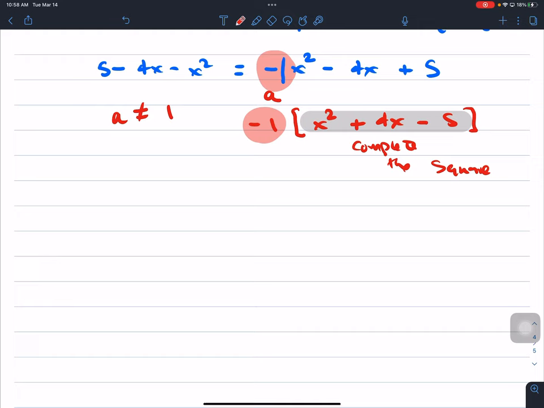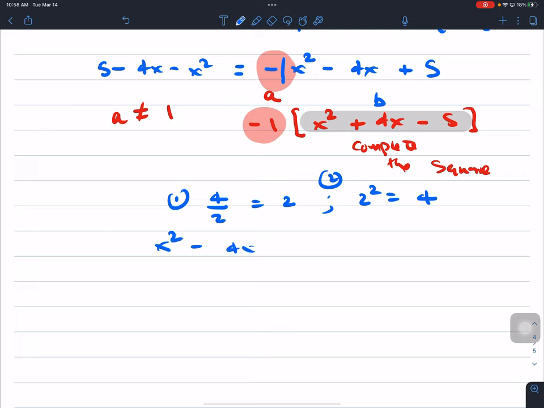So that's probably something people have to go back and review, because you take the 4 now, it's that B value. So you take the 4 and you divide by 2, which gives you 2. You take that 2 and you square it, which gives you 4. That's your second step. You take the expression x squared minus 4x minus 5, and that's your third step. If you guys remember that, complete the square process.